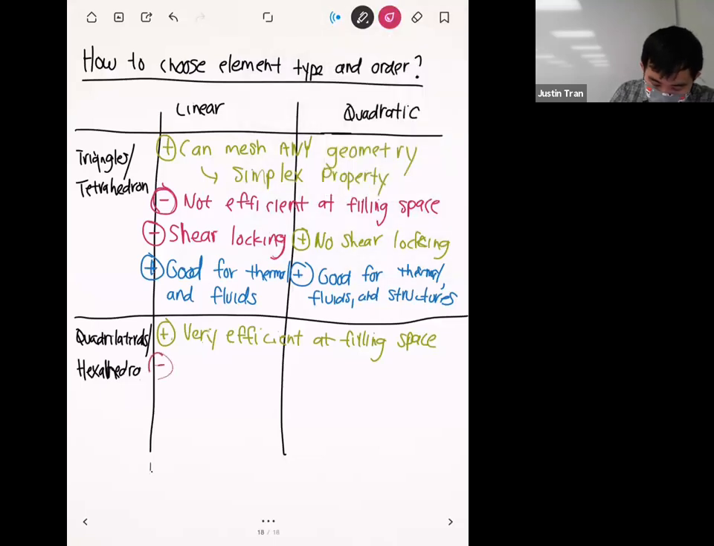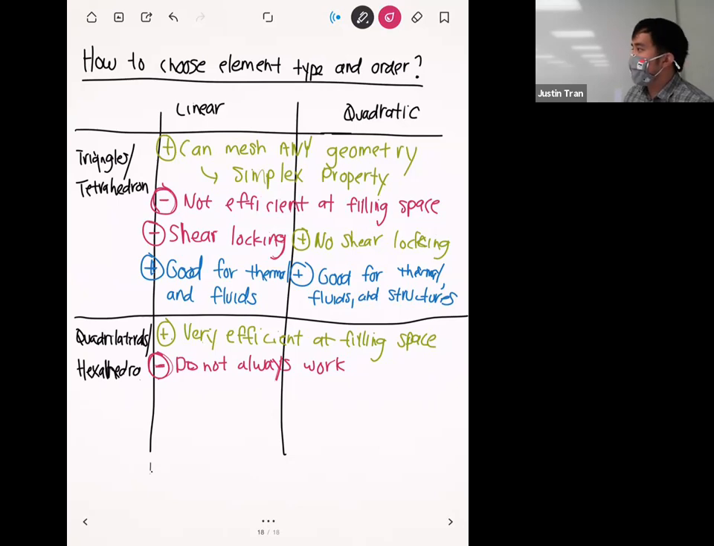The downside to hexahedron, and many of you have experienced this already, is that they don't always work. Sometimes you'll try to put a hexahedral mesh on something, and then ANSYS will just give you an error message. And 99% of the time, it's not a particularly helpful error message. It'll just say that it can't mesh this, and then it'll just quit and go home. And so, not the most helpful, but it is what it is.